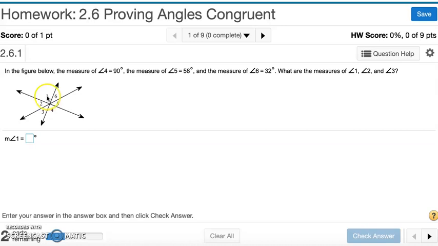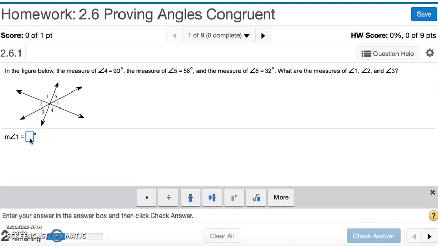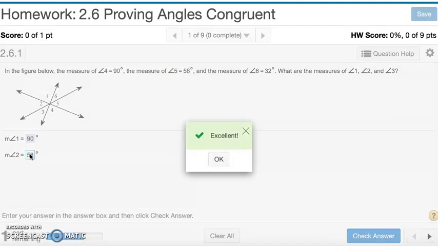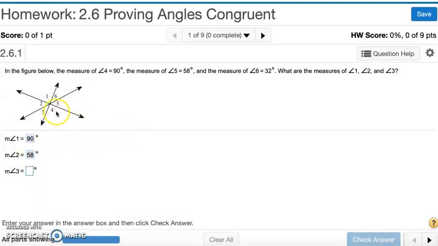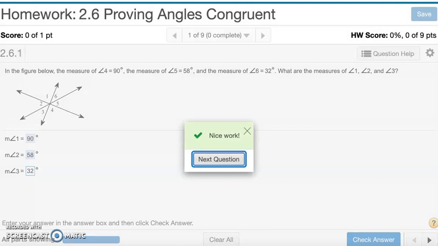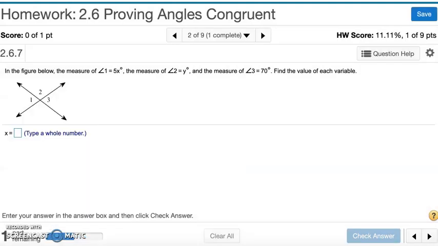Looking at angle 1, it is across from angle 4, they're vertical angles, so their measures are going to be the same. So angle 1 is going to be 90. Angle 2 is a vertical angle with angle 5, which is 58, so this is going to be 58. And angle 3 is across from angle 6, which is 32, so the answer is going to be 32. And that's number 1.